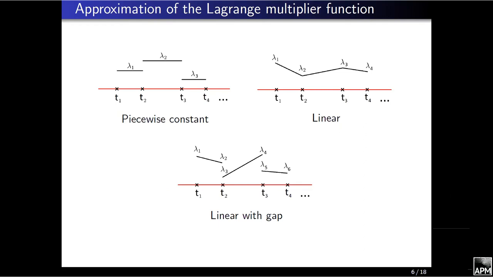Approximation of the Lagrange multiplier function can be introduced in different ways. We use three of them: piecewise constant, linear, and linear with gap. Basically, in this work, we use only the first one, piecewise constant. This choice is justified by the fact that we use linear triangle elements, and thus our stress will be constant on each finite element.